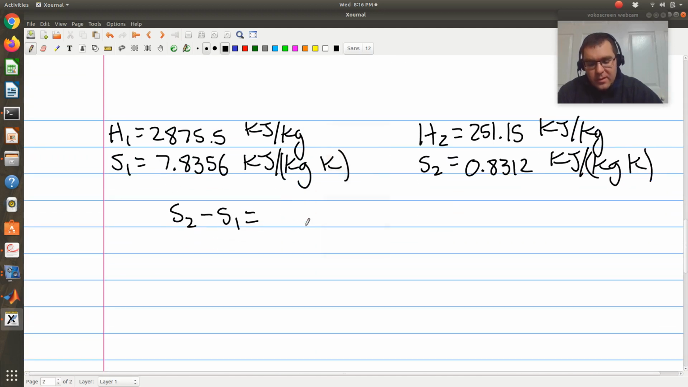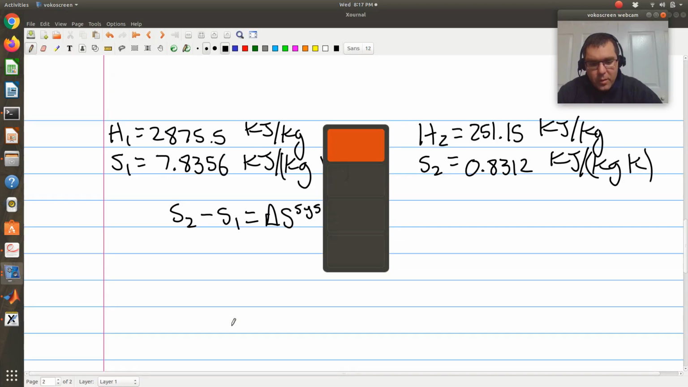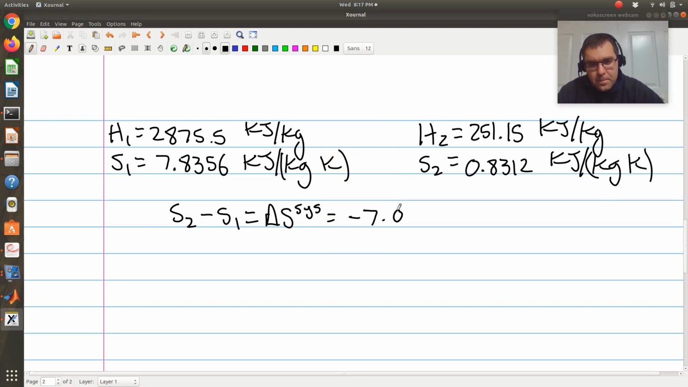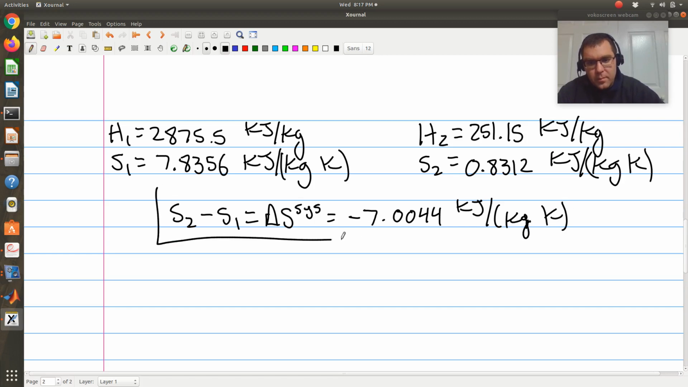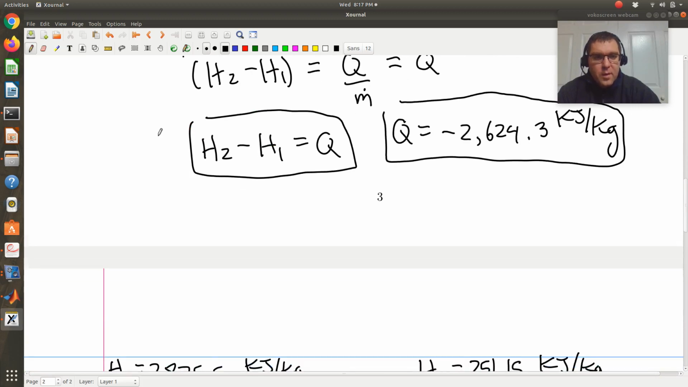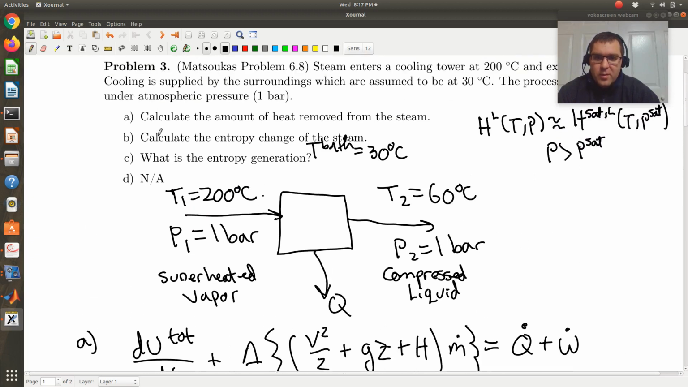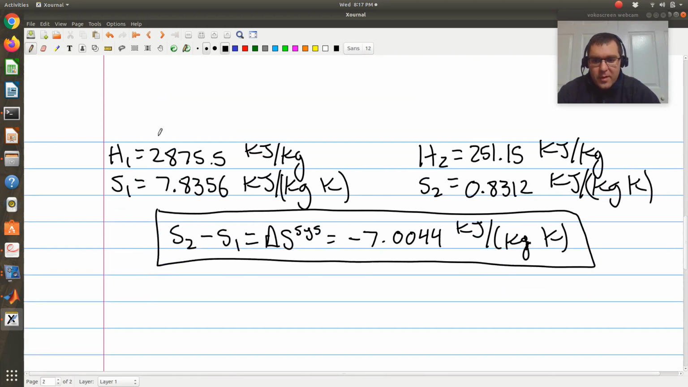Then S2 minus S1, which I'm going to call delta S of my system, is negative 7.0044. And that's going to have units of kilojoules per kilogram Kelvin. Okay, beautiful. All right, so I have Q, which is my change in enthalpy. I have my change in entropy for the steam. And now we're asked, what is the entropy generation? All right, we've got this.